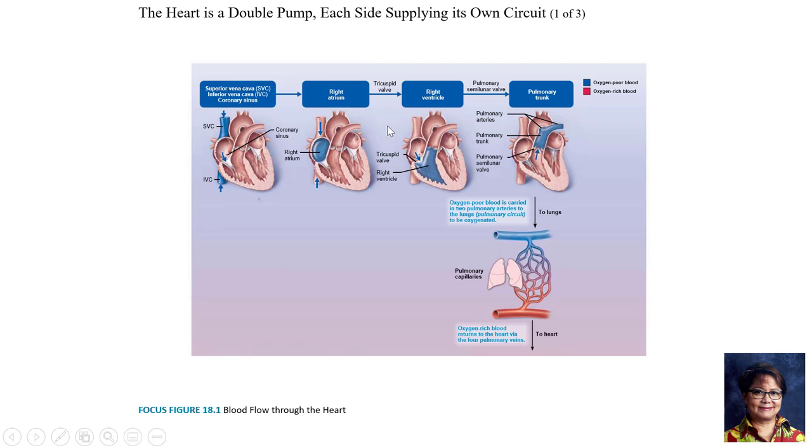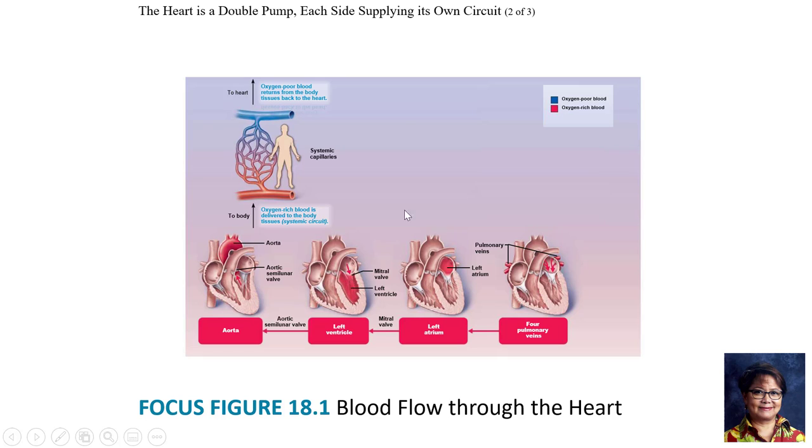The pulmonary arteries, right here, this is your pulmonary artery. Pulmonary arteries carry oxygen-poor blood. Most arteries carry oxygen-rich blood. These are already the arteries, they carry oxygen-rich blood, with the exception of the pulmonary artery, which will carry oxygen-poor blood. So let's go back to the arterial flow.